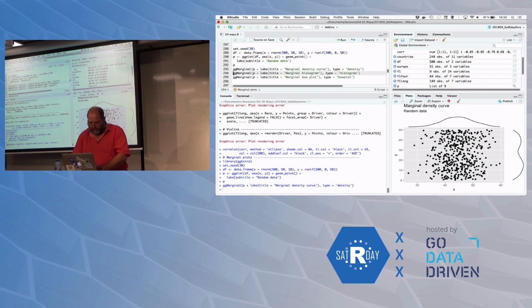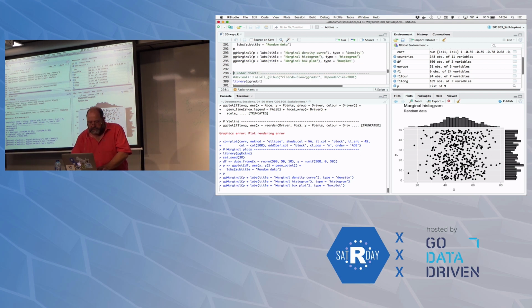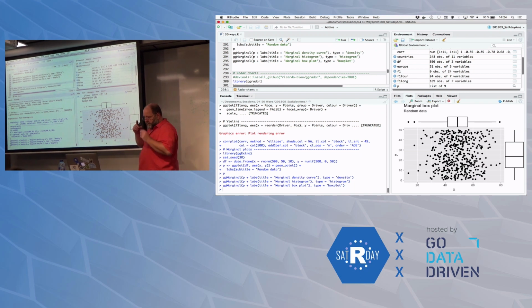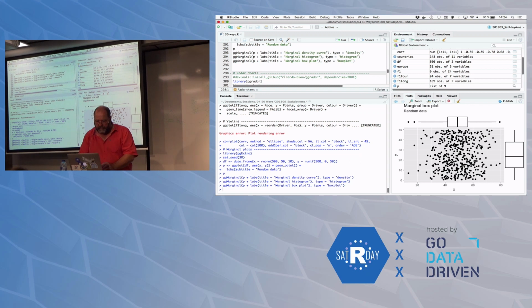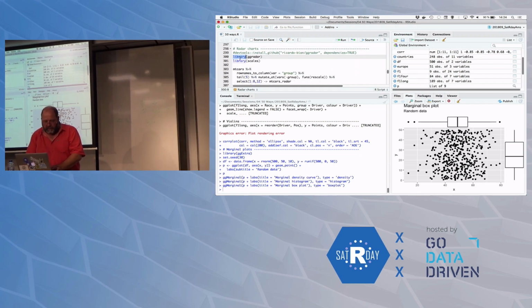There are marginal plots for every taste, so you can have also a histogram. And forgive me if I run through this a little bit. You can even have a box plot on top of it, on both sides. Okay?